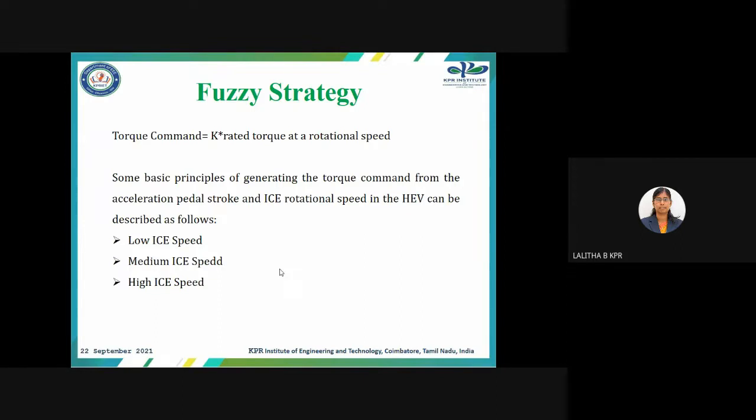When the electric vehicle is at low speed, only the electric motor runs. When the electric vehicle is at medium speed, only the IC engine runs and the battery is in the charge condition. When the electric vehicle is at high speed, both the electric motor and the IC engine operate.